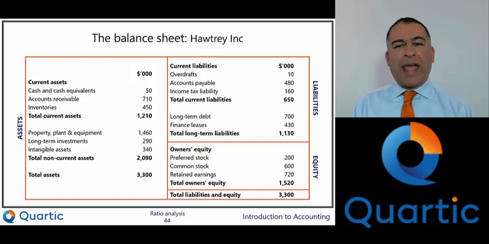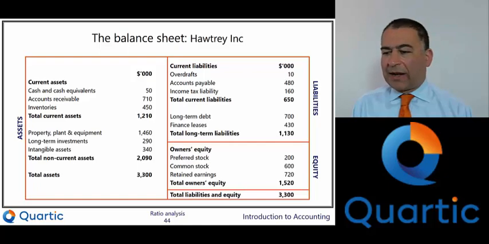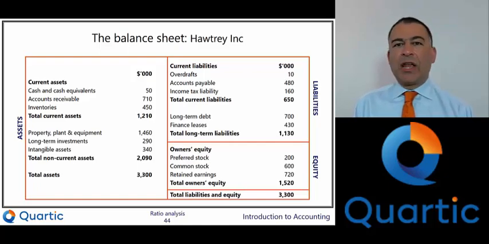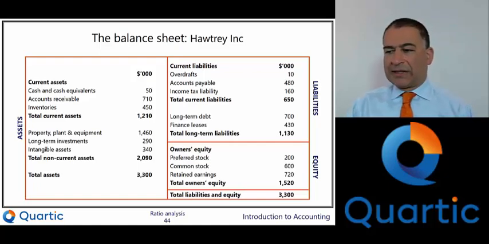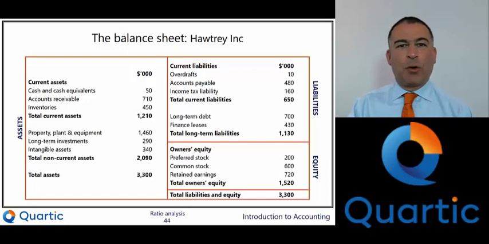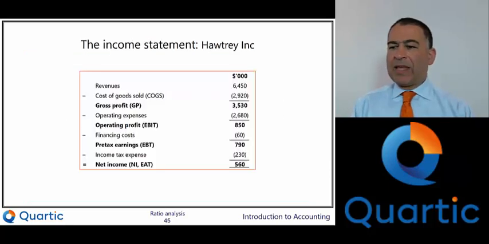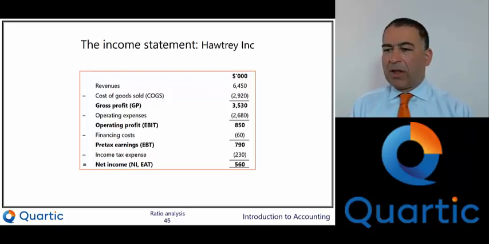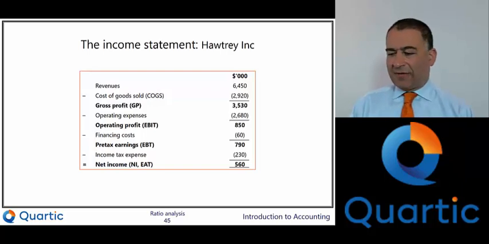And then that's made up by equity. You've got some preferred and common stock and some retained earnings. And it all balances: 3,300 assets, 3,300 liabilities and equity. Do please check that you agree with that. Here's the income statement. Revenues just shy of $6.5 million. You've got COGS, operating expenses, a bit of interest, a bit of tax, down to net income of $560,000.